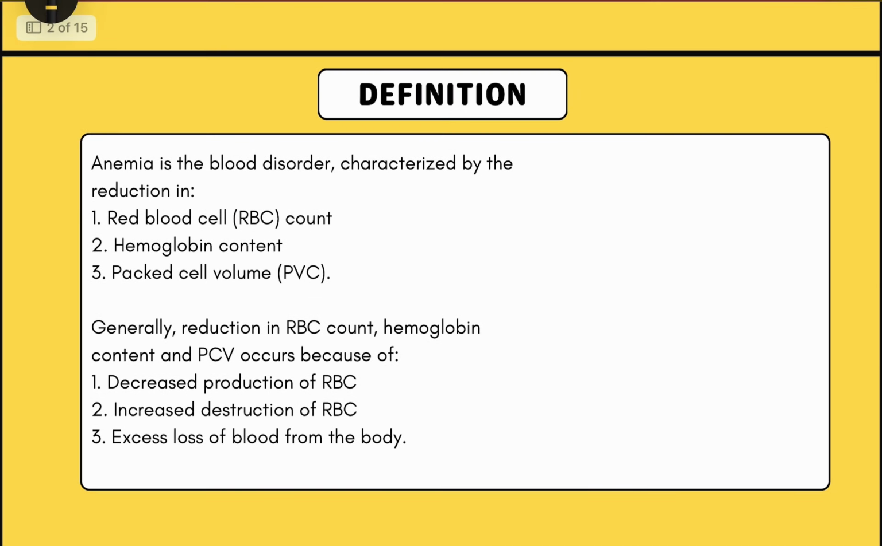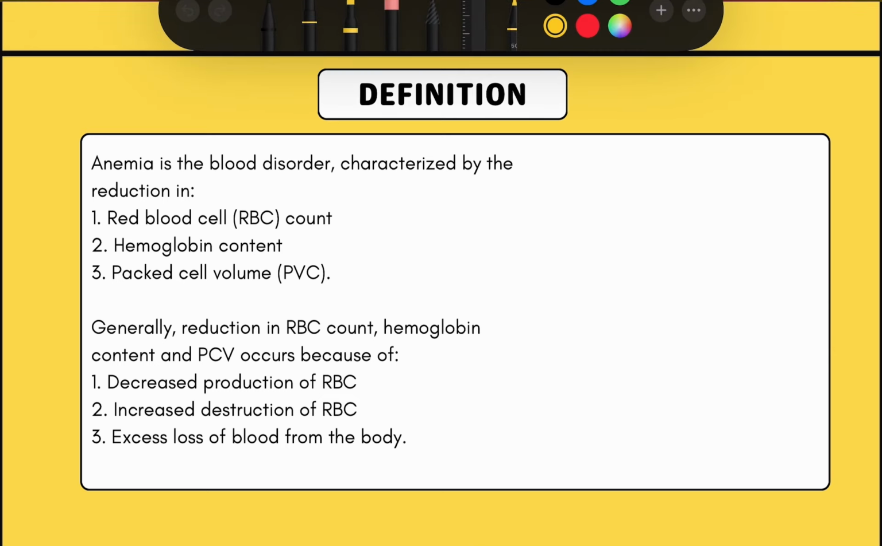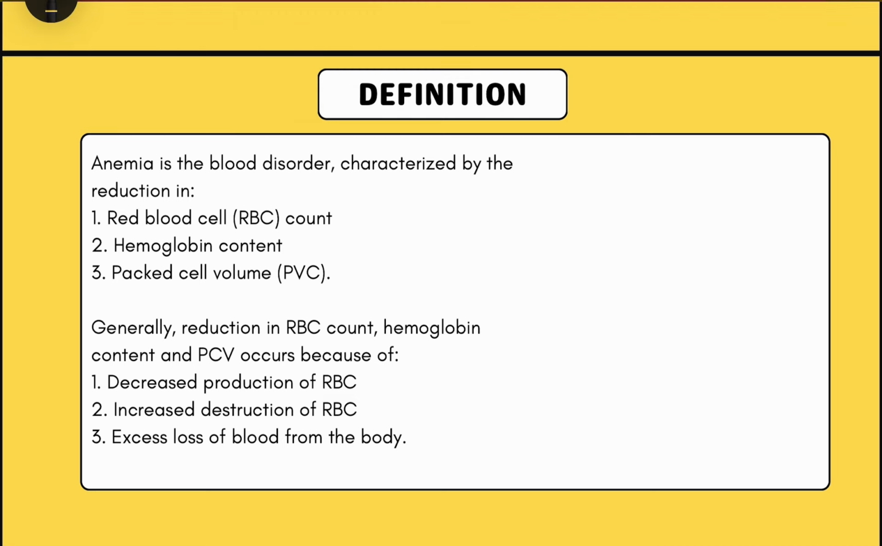Starting with the definition, it has been said that anemia is a blood disorder characterized by the reduction in the RBC count, the hemoglobin content and the packed cell volume or the PCV. We have all heard about the term anemia and we often know that anemia is a kind of disorder where there is a reduced concentration of the blood in the body. More precisely, there will be reduced blood content, or there can be reduced hemoglobin content or reduced packed cell volume.